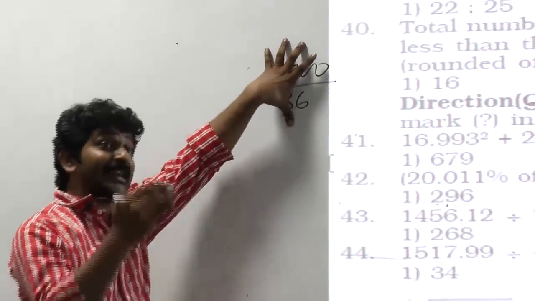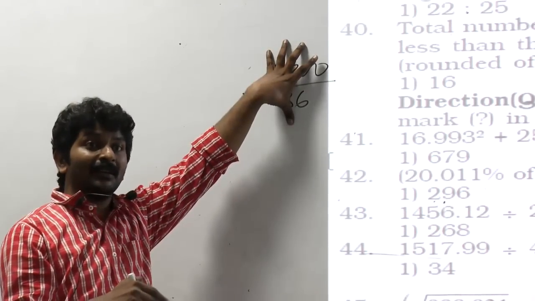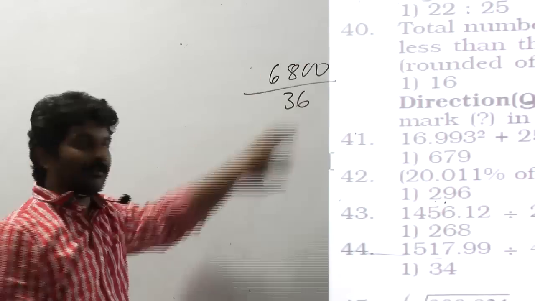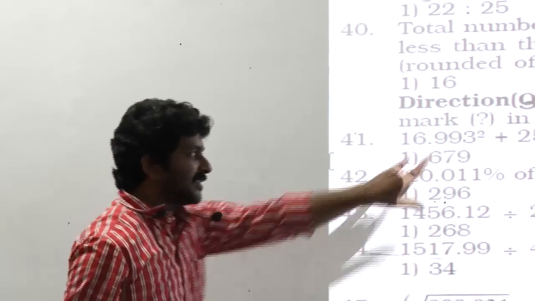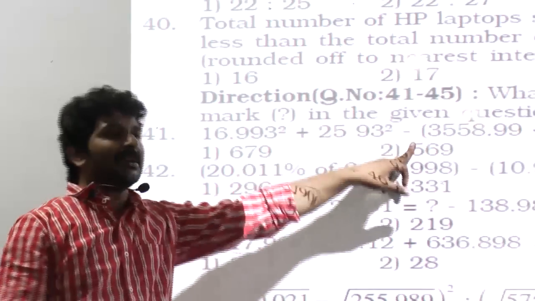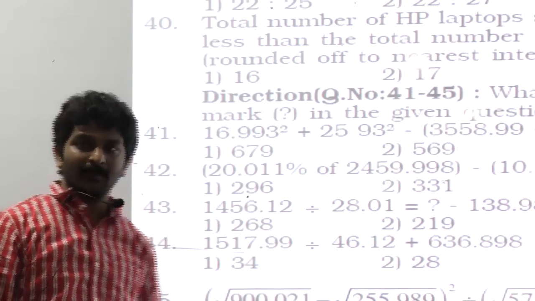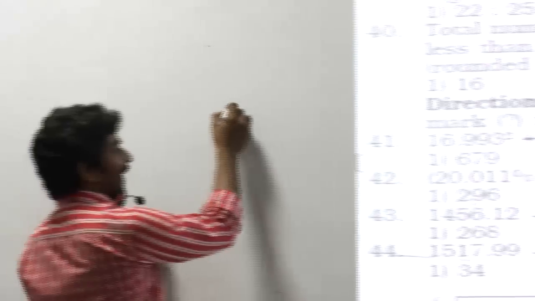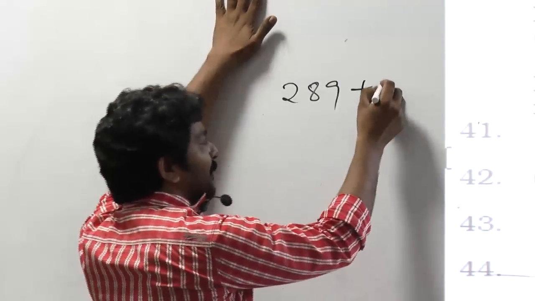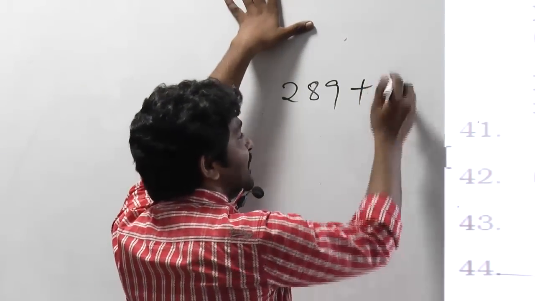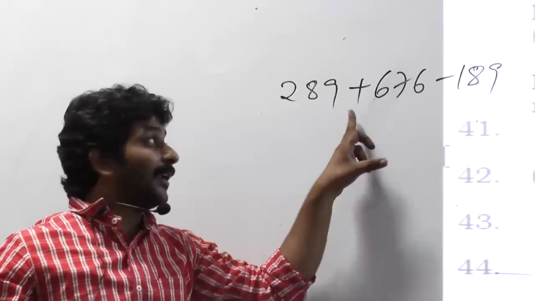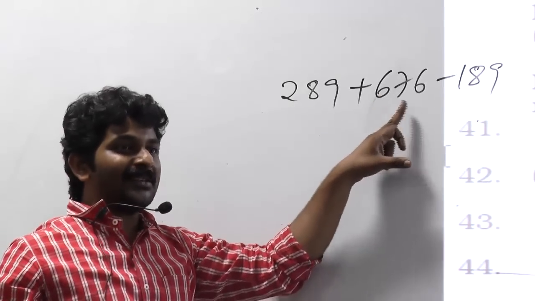So this value is 11 times less than 200. How much is that? 189. What is this? How much is 17 square? Plus 289 minus 289? How much is this? 26 square. 676 minus 189. 289 minus 189? 100. 776.